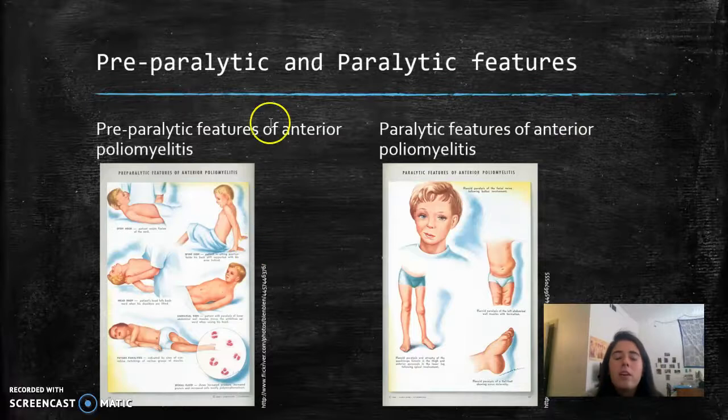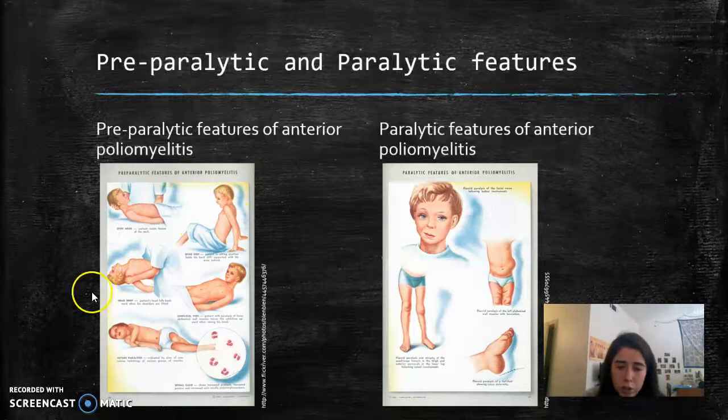Now, here's an example of pre-paralytic symptoms, like your stiff neck, your stiff spine, you have a head droop, and your navel, when you lift up, is forced outwards, as well as your diagnostic tests here. And paralytic features, here's some of the flaccid paralysis of the facial nerves, which is the bulbar polio. You can have atrophy in your muscles in your legs or your arms.